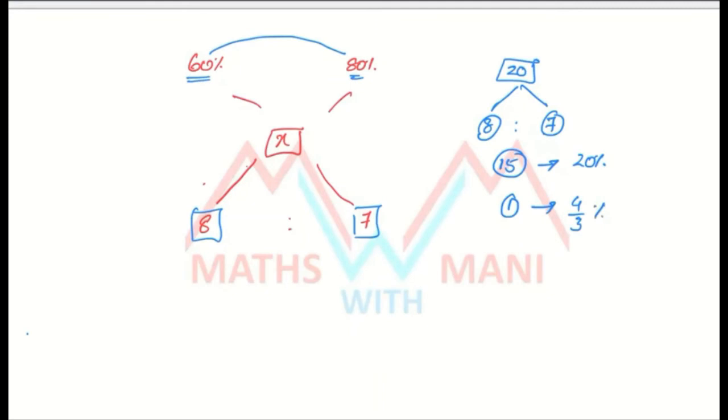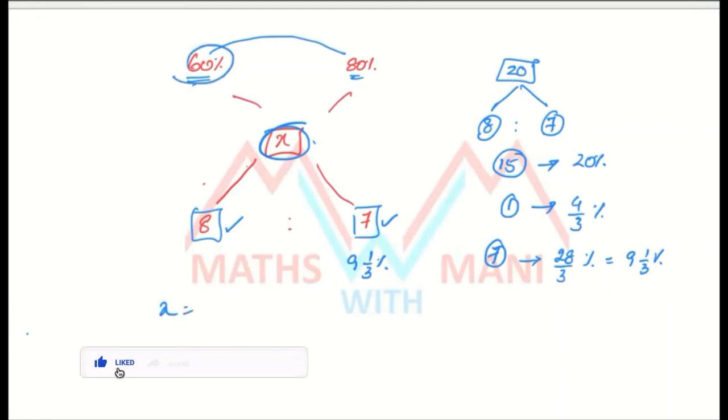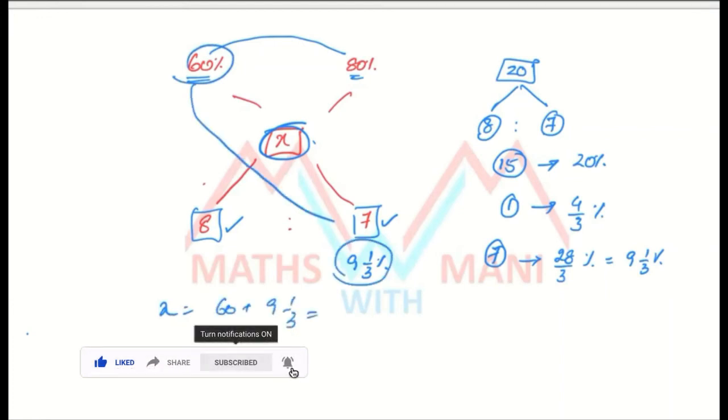Now you can calculate 8 parts or 7 parts, either of them. If I take 7 parts, if one part is 4 by 3, then what about 7 parts? It is 28 by 3 percentage. Yes, 28 by 3 means 9 1 by 3 percentage. So 7 parts become 9 1 by 3 percentage. So what is the value of x? X is equal to 60 plus 9 1 by 3. That is 69 1 by 3 percentage.